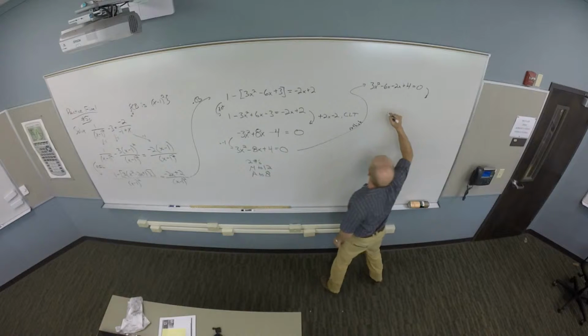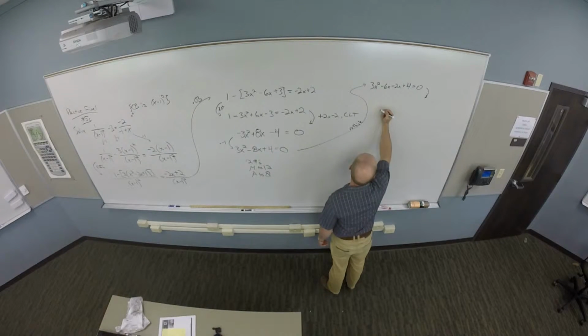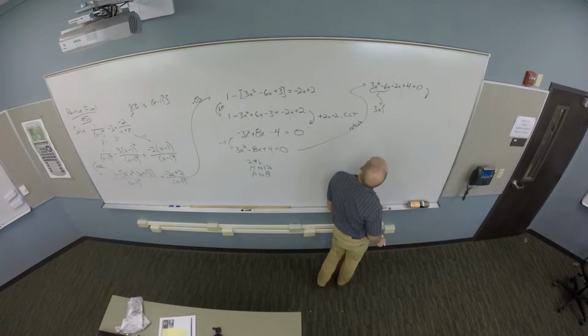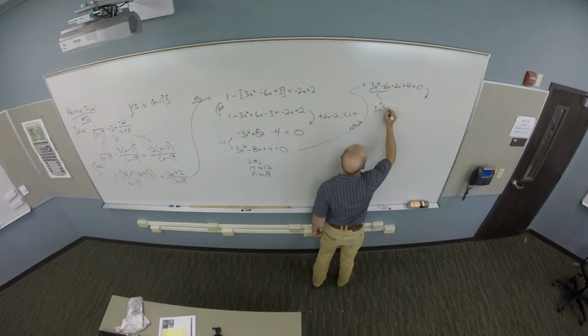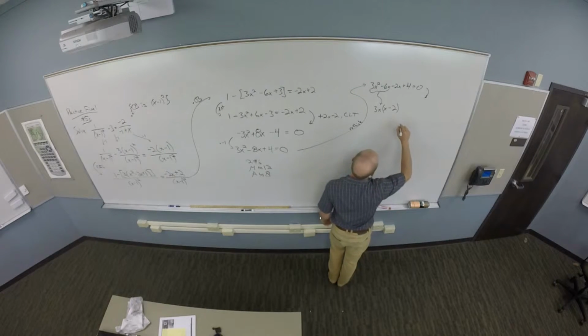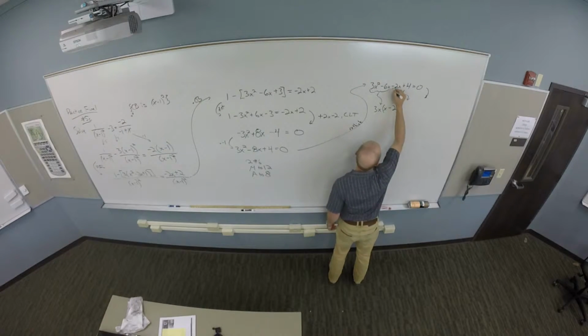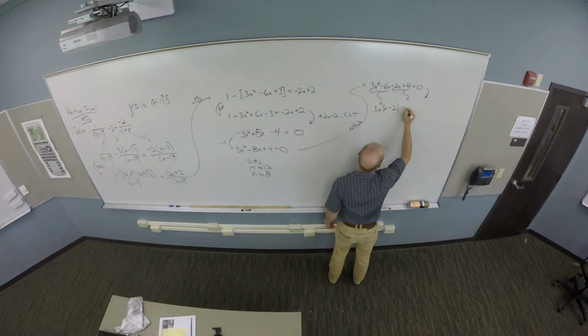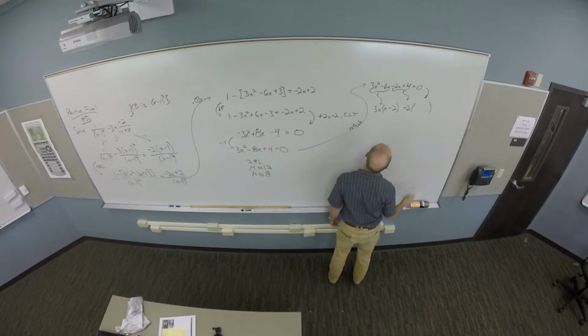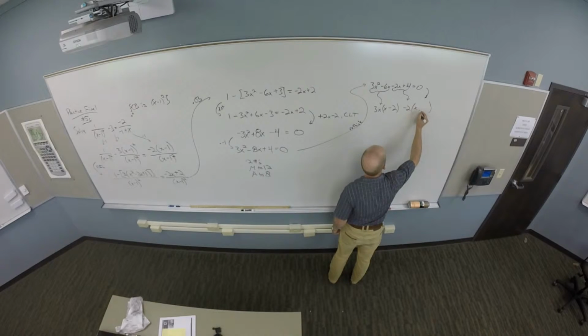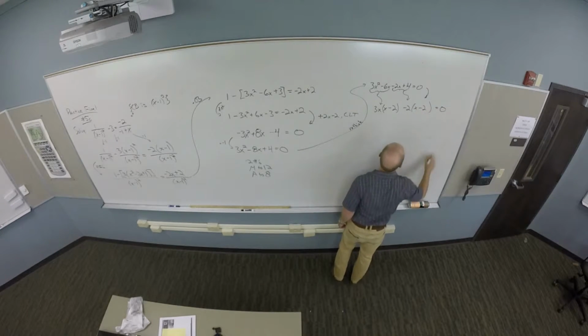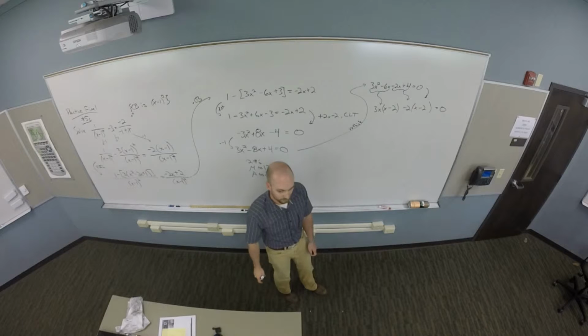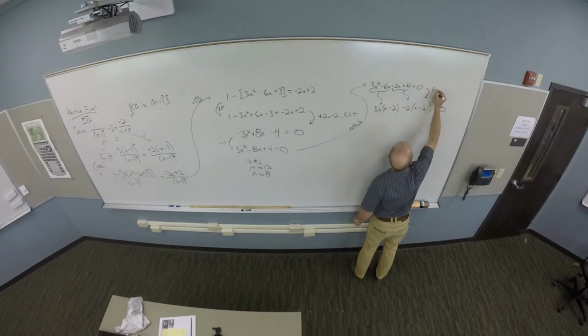Okay, factor by grouping, right? So what can I get out of the first two? So I get a 3x out of that. What am I left with? X minus 2 feels like. Okay, and then what can I factor out of those guys? A negative 2, and what am I left with? X minus 2. Right, so that was factor by grouping.